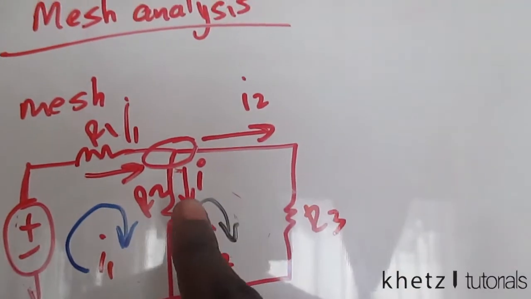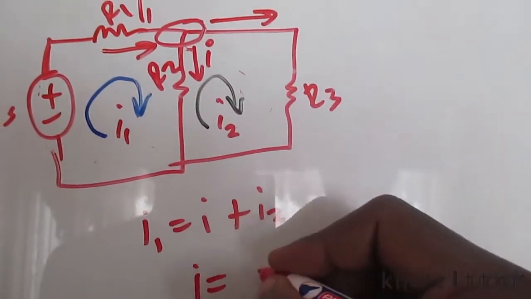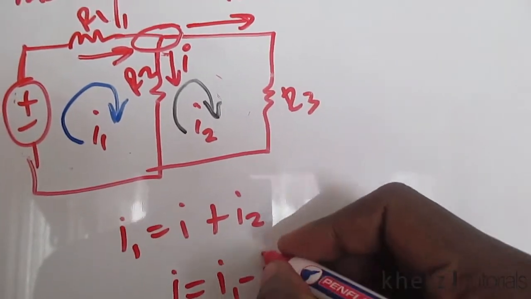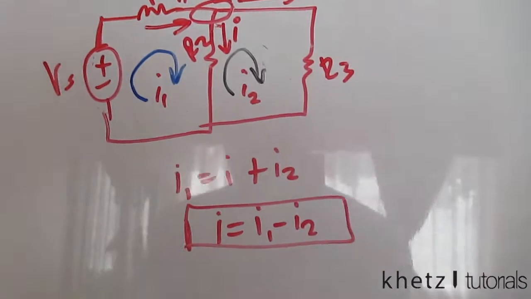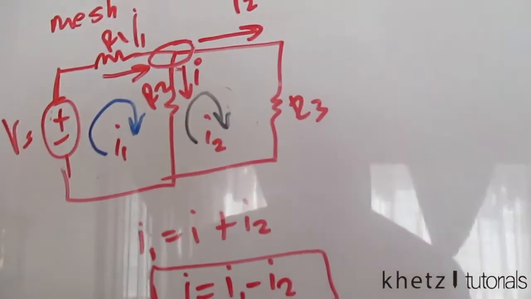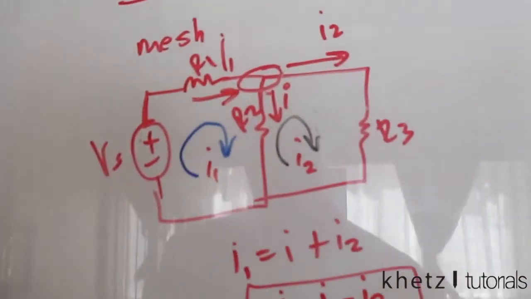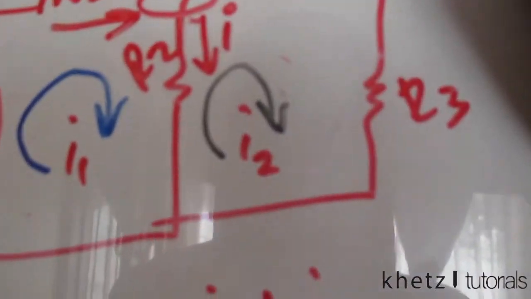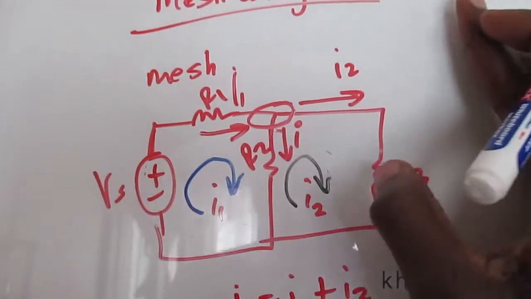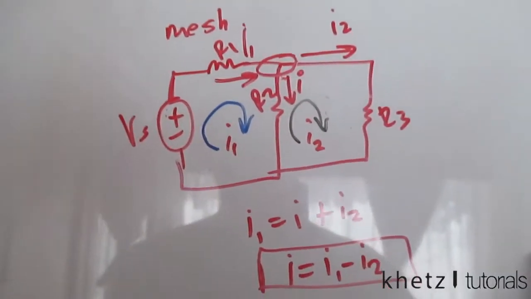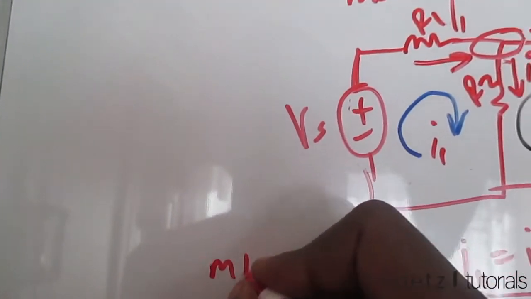So what is the value of I? Therefore, I is equal to I1 subtract I2. We know this for sure, and we can continue forming our equations for each of the meshes. You solve for each of the meshes and find equations, and those equations will help you find I1 and I2. So, continuing with mesh one.